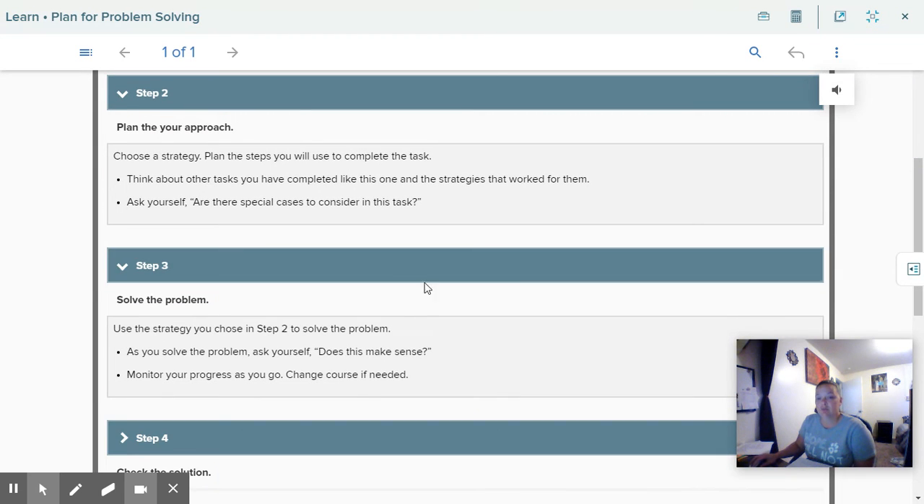Can you use the same steps to solve this one that you did the last one? Step 3, solve the problem. Use the strategy you chose in step 2 to solve the problem. As you solve the problem, ask yourself, does this make sense? Monitor your progress as you go, change course if needed.